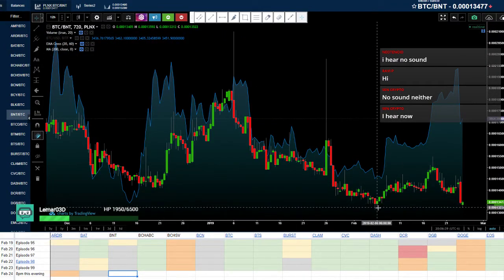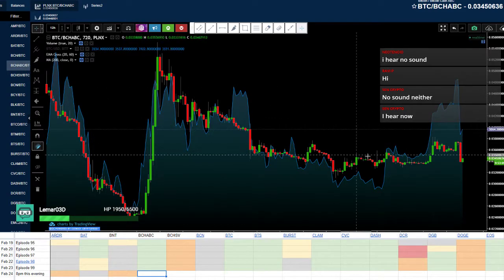So Bancor Network token is right down to almost a fail, to new lows. BCH ABC, what are you doing? This is pulled back to near fail levels from a hold.